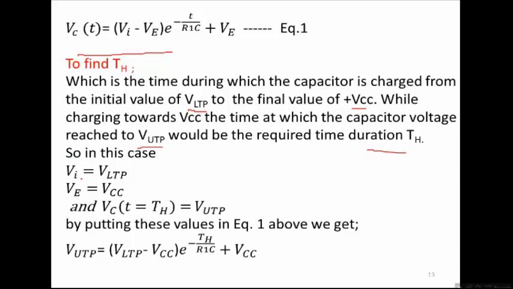So in this case, from this equation, what is VI? VI is the initial voltage for the time interval TH, that is the time from which we are starting to calculate the duration of this time interval. For TH, the initial voltage on the capacitor was VLTP, and the final voltage towards which the capacitor would keep on charging is VCC.